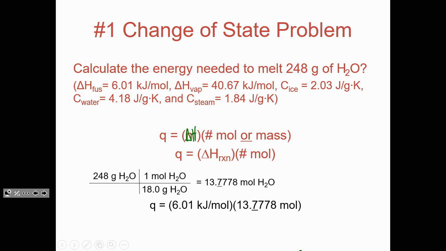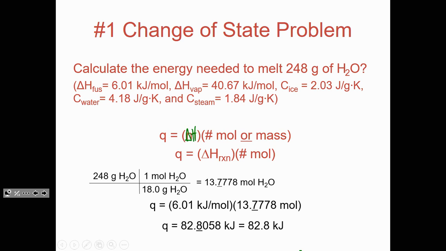6.01 kilojoules per mole times 13.778 moles is going to end up giving us 82.8 rounded to 3 significant digits. And remember, our units here would be kilojoules because we started in kilojoules per mole for the enthalpy change. So that's a typical example of a change of state problem.